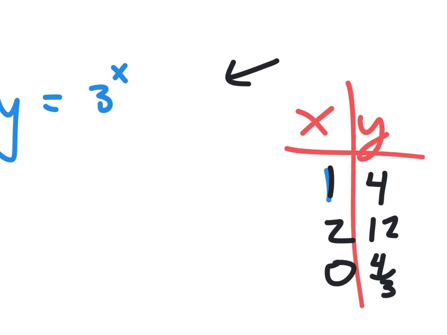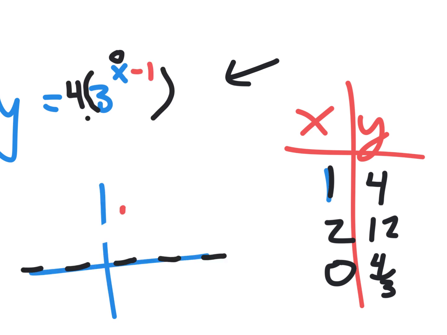So 1, 4 is like here. 2, 12 is like way up there. And 0, 4/3 is like right there. And I'm getting the idea. This thing kind of runs like this.